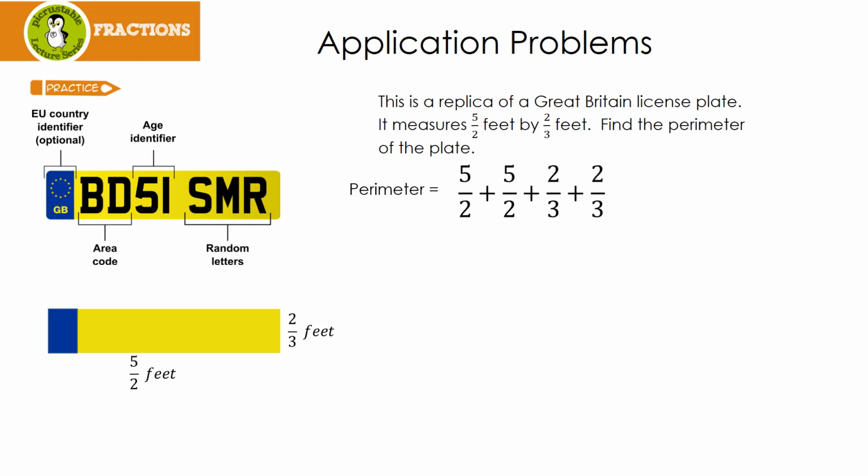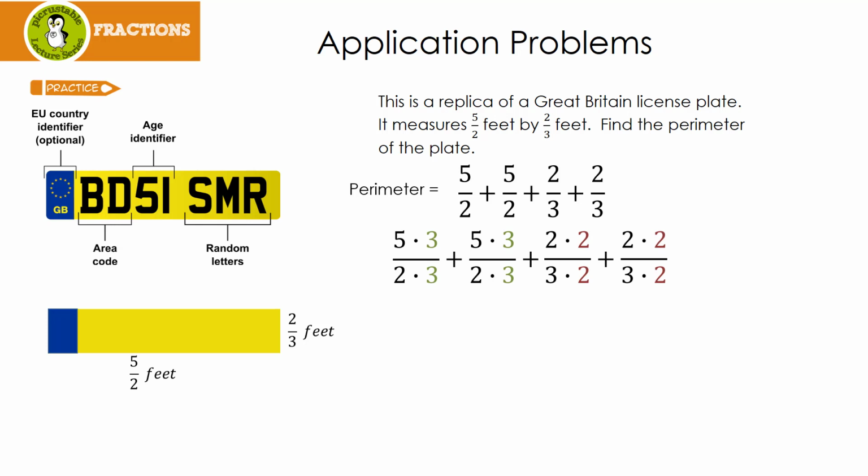Just like I did in the last one, we could take 5/2 plus 5/2 and get 10/2. But I really want to show you what we're doing here. So what I did is I multiplied by the other denominator. I took 5/2 times 3/3 plus 5/2 times 3/3. Then I took 2/3 and multiplied by 2/2 plus 2/3 times 2/2. Remembering 2 times 3 is 6, we end up with 15/6 plus 15/6 plus 4/6 plus 4/6. When we add, we end up with 38/6.